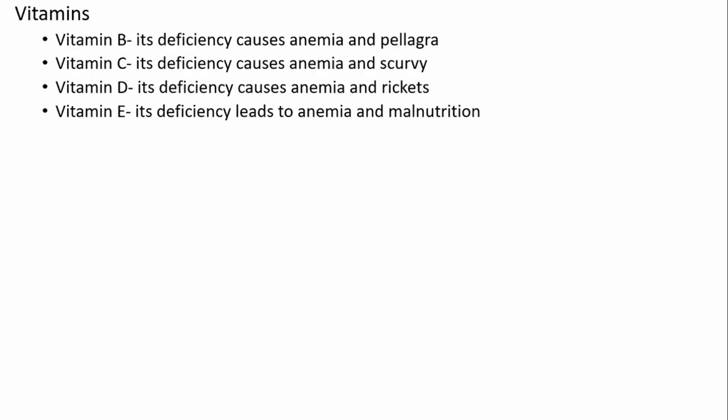Second is the vitamins. Vitamin B, its deficiency causes anemia and pellagra. Vitamin C, its deficiency causes anemia and scurvy. Vitamin D, its deficiency causes anemia and rickets. Vitamin E, its deficiency leads to anemia and malnutrition. Then the second factor is the maturation factors.